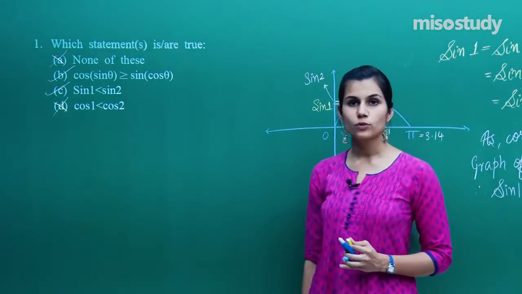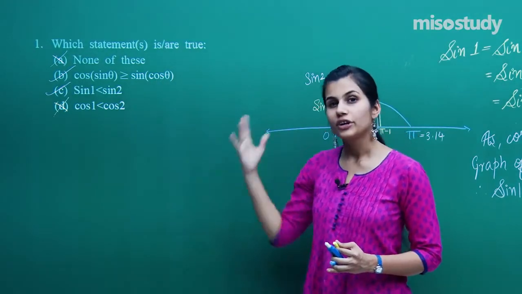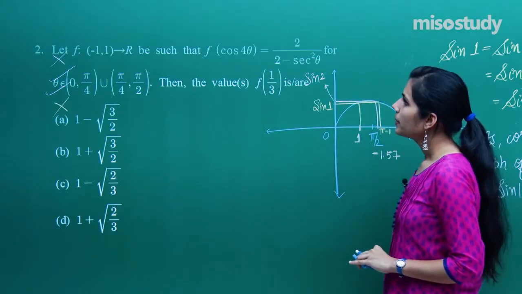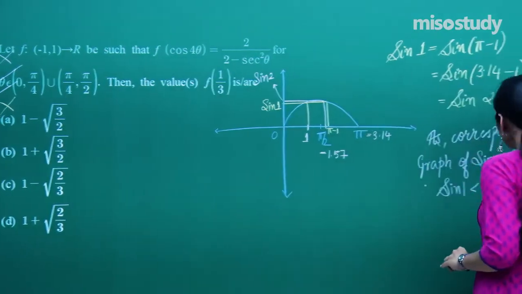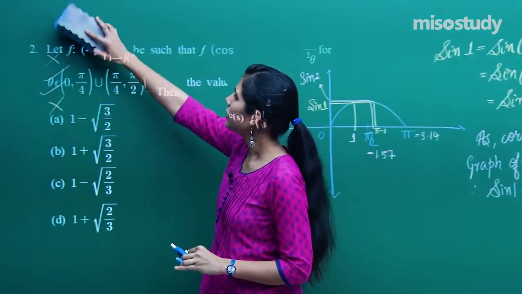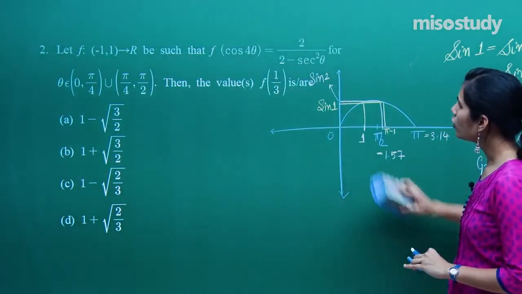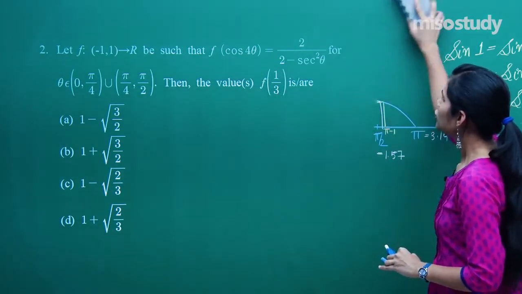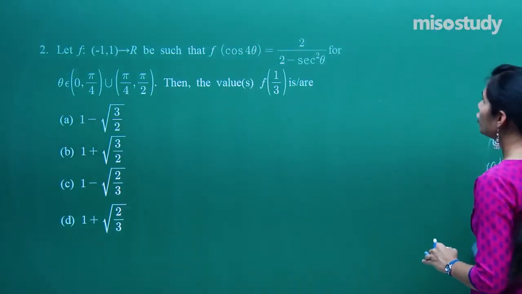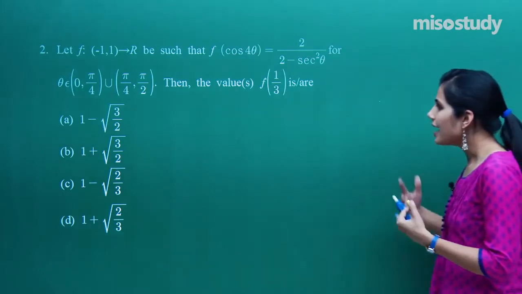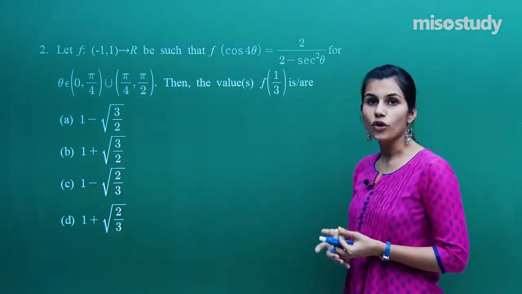Understood? That is how you deal with questions like these which concern greater than or less than or equal to in terms of trigonometric values. Let's watch out for the next question. The function given to me over here is from the open interval (-1, 1) to the set of all reals, such that f of cos 4 theta is equal to 2 upon 2 minus sec square theta for theta belonging to a certain domain of points. Further, the question says, then the value or values of f of 1 by 3 is or are what?